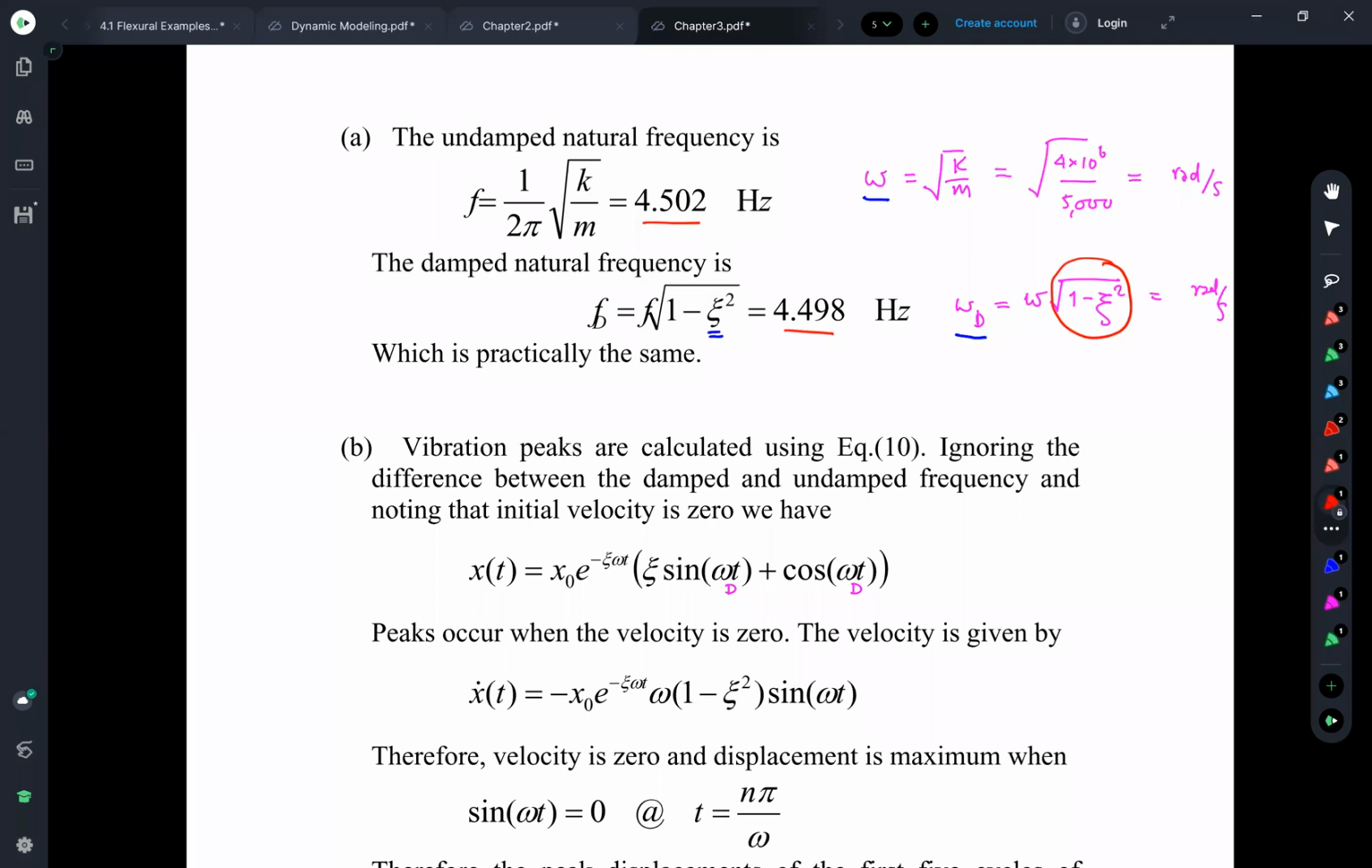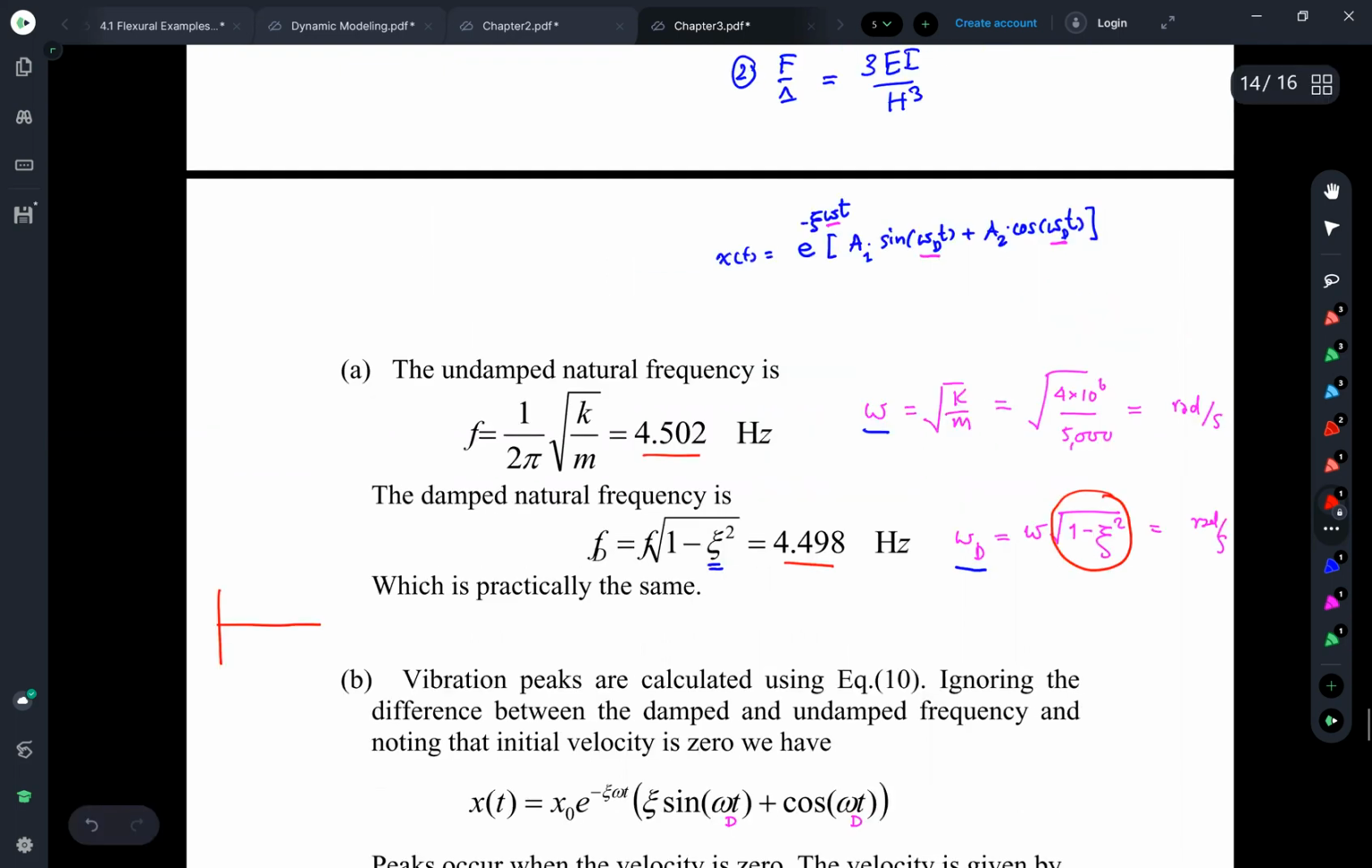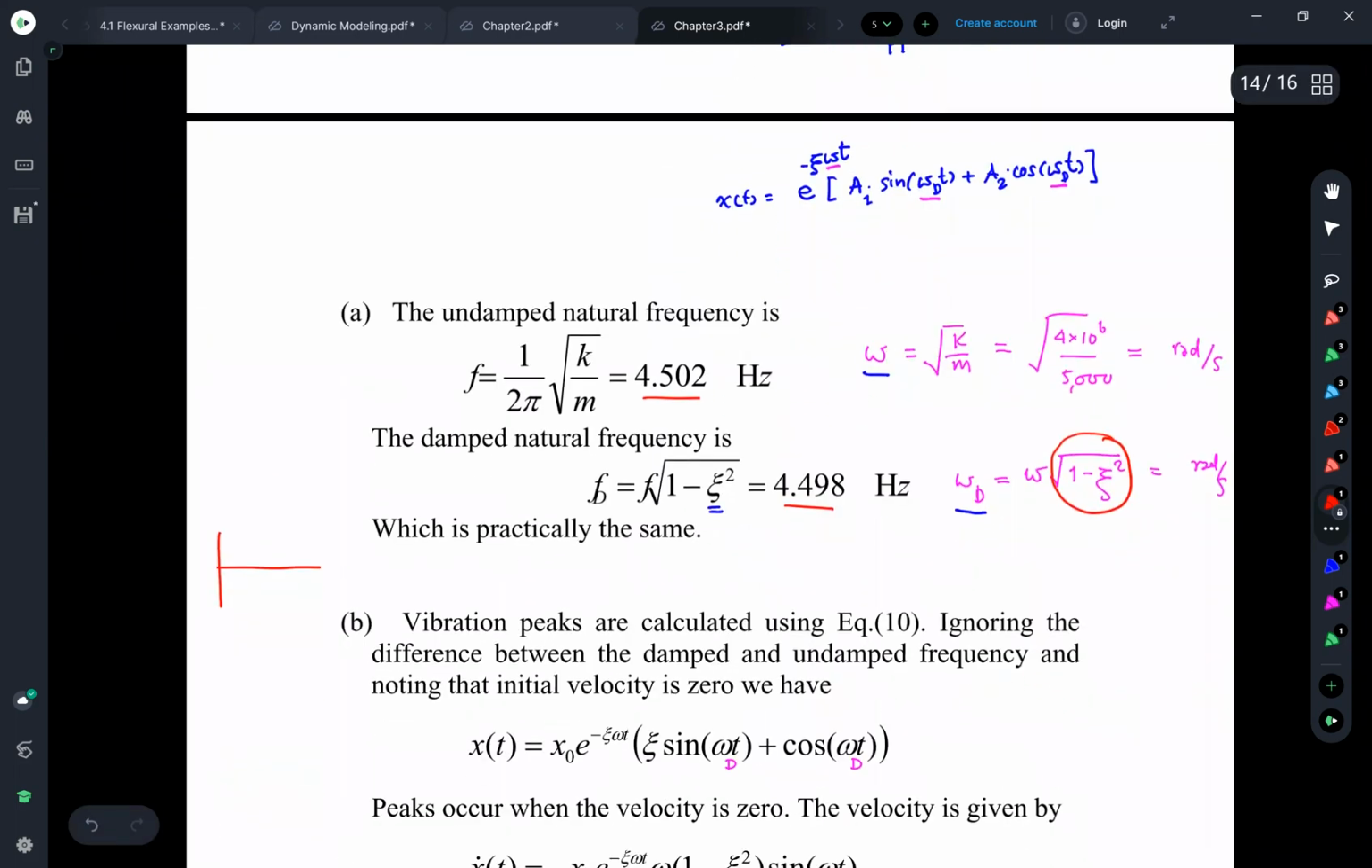Case B, they want us to calculate the vibration peaks. What they call the vibration peak is the thing like this. If you allow the system to start from x equal to, for example, a certain initial displacement, it goes like this, goes like this, goes like this. Right?